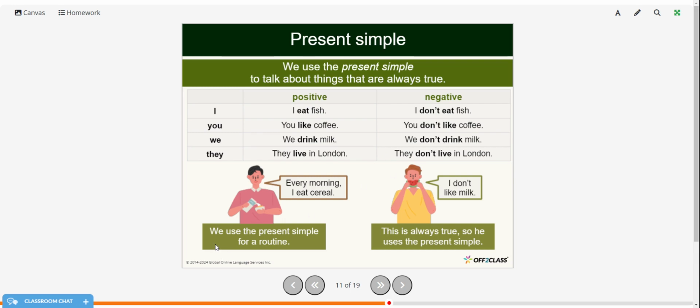We use this present simple for a routine. So here he says, every morning I eat cereal. That's his habit or his routine. And then, as we said before, we use present simple for things that are always true. I don't like milk. So if you don't like milk, you're always going to dislike milk. It's not going to change. So it can be either the positive or the negative for a routine or something that is always true.